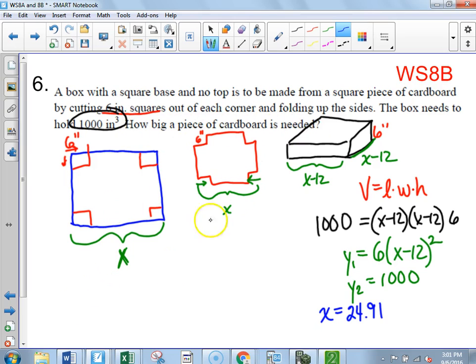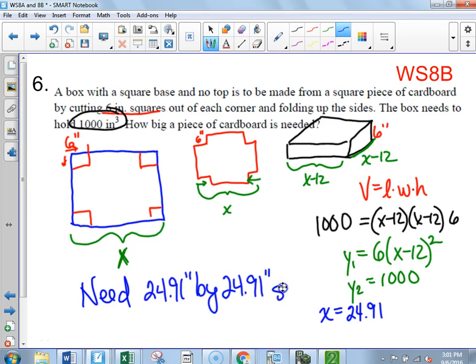So how big a piece of cardboard is needed? Remember, it wanted both dimensions here of the original square. So 24.9 inch by, yeah, or square. You don't have to write it twice. If it's square, it's obviously 24.9 by 24.9. That seem okay? Anybody totally lost where we got any of that?